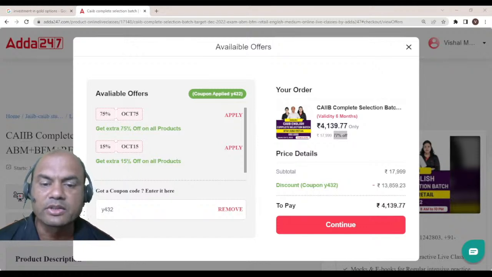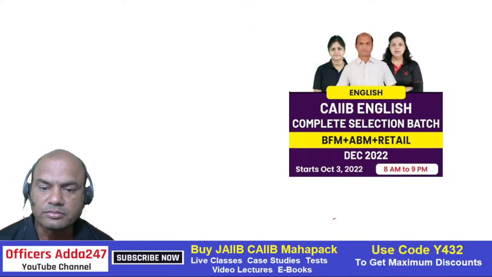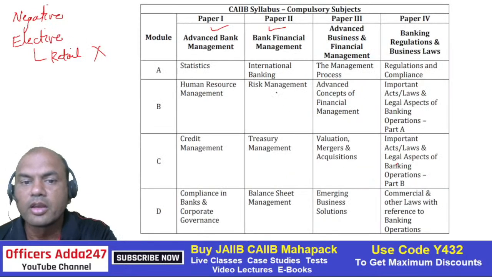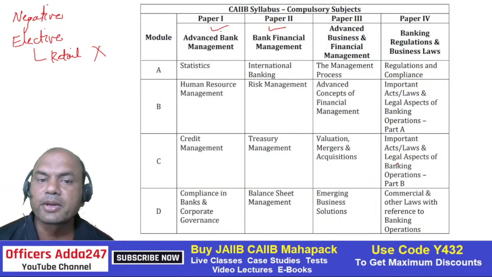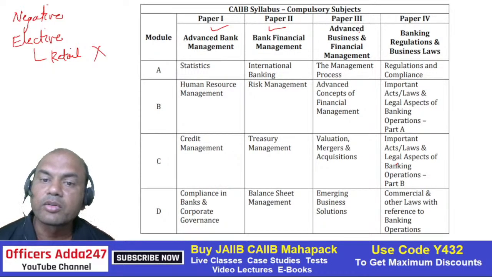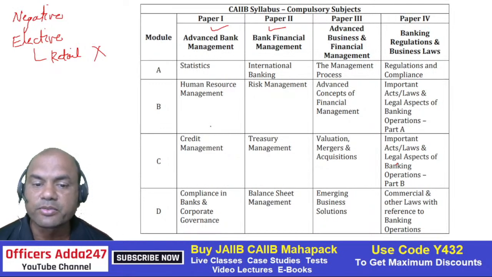So why am I stressing on this December exam? See this. In May 23, the papers are ABM, BFM, ABFM and BRBL. Now look at this. ABM, BFM are the same ones if you check the subjects. But you have two new subjects, ABFM and legal. ABFM covers the management process, advanced concepts of financial management, valuations, mergers, emerging business solutions, regulations, important laws and acts in two parts, and commercial laws.